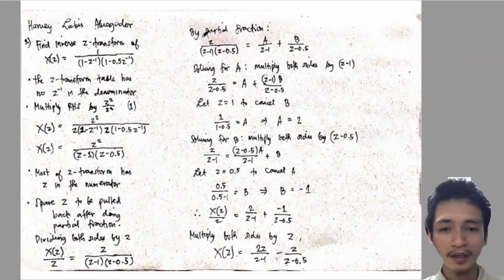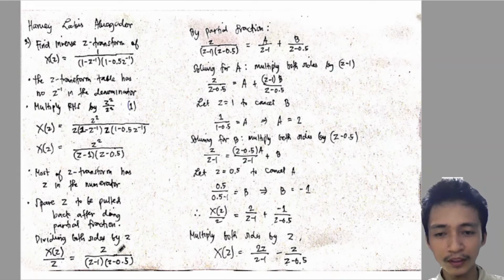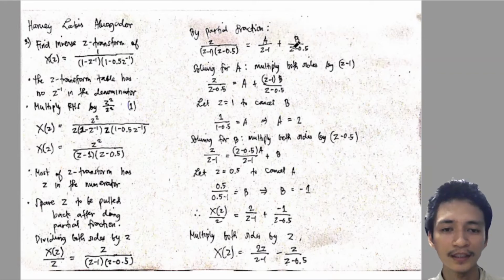Okay, so by partial fraction, we take the partial fraction of this one, and we get this part equal to a over z minus 1 plus b over z minus 0.5.